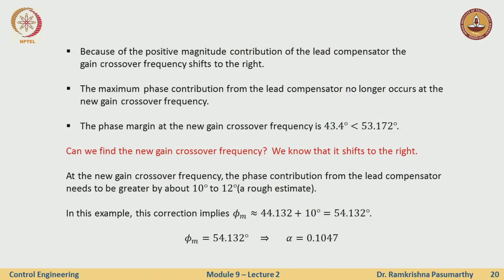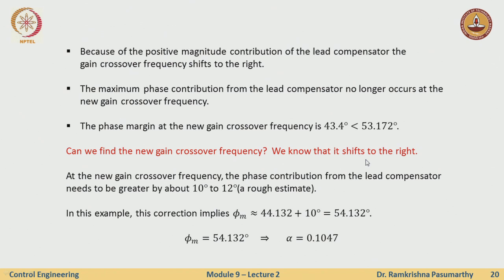Now, how to fix this problem? Because of the positive magnitude contribution of the lead compensator, the gain crossover frequency naturally shifts to the right, and the maximum phase contribution from the lead compensator no longer occurs at the new gain crossover frequency, it occurs still at the old gain crossover frequency, but we want the 53 degrees to be at the new gain crossover frequency. So, at the new gain crossover frequency it is 43, but I really want 53. Okay. Now, how do we know? I already know that the Bode plot shifts to the right. So, can I appropriately find a new gain crossover frequency?